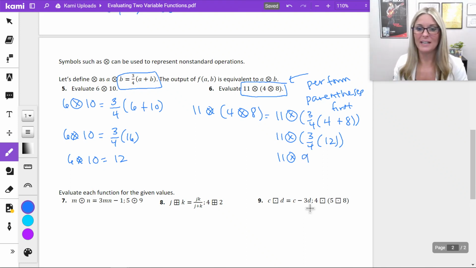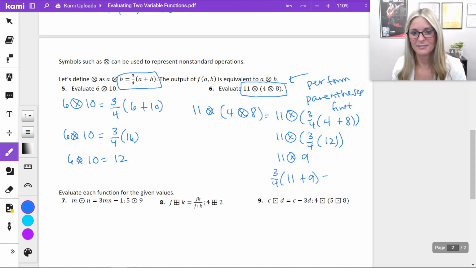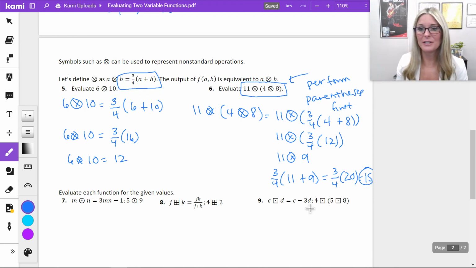Now do that second layer. We have 3/4 of 11 plus 9. That's 3/4 of 20, which equals 15. So those can be a little tricky. I even find them a little bit intimidating. So just go nice and slow. No need to rush. Let's look at a few more examples.